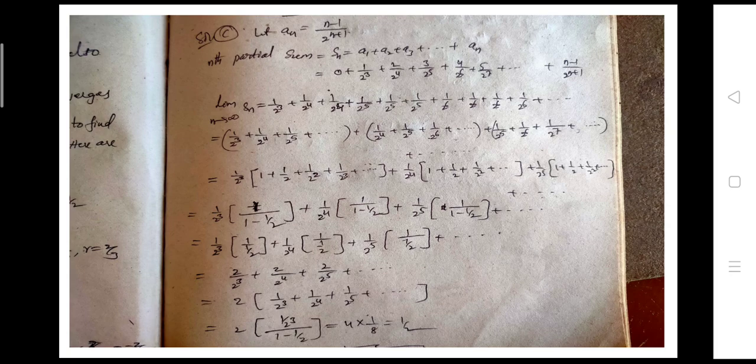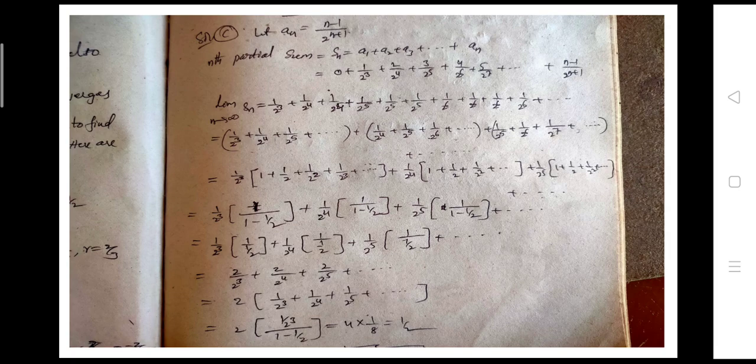And continue on the next slide. This is written as the limit as n tends to infinity of Sn is equal to 1 by 2 cube plus 2 by 2 power 4 plus 3 by 2 power 5 and so on. Here this series can be divided into 3 different series: 1 by 2 cube plus 1 by 2 power 4 plus 1 by 2 power 5 and so on, plus 1 by 2 power 4 plus 1 by 2 power 5 plus 1 by 2 power 6 and so on, plus 1 by 2 power 5 plus 1 by 2 power 6 plus 1 by 2 power 7 and so on.